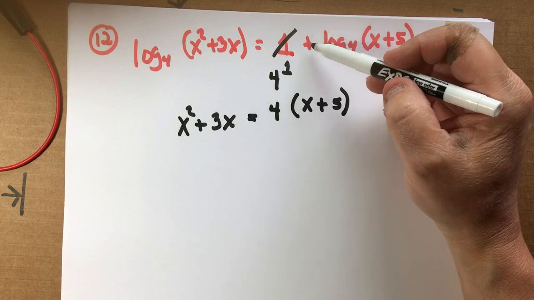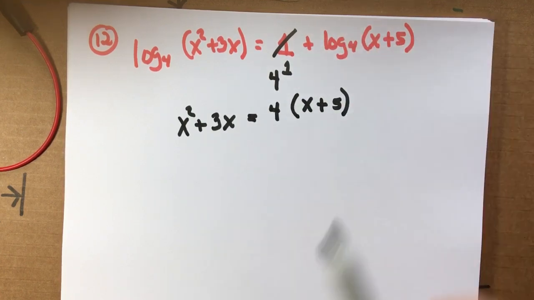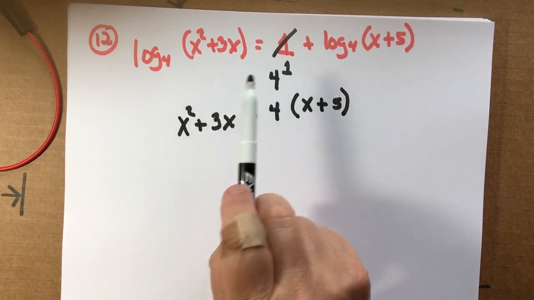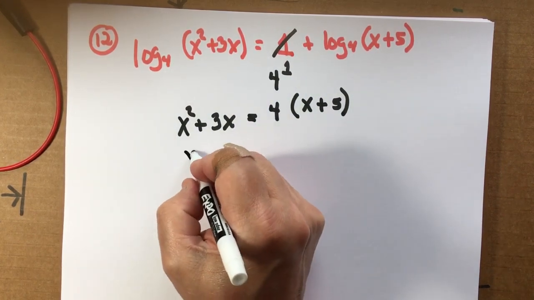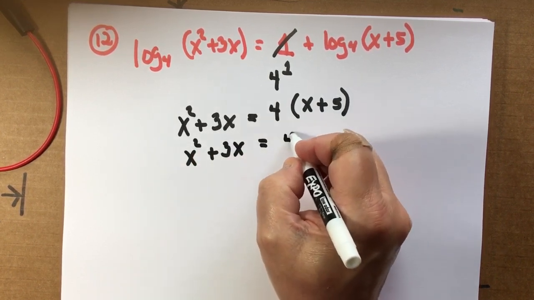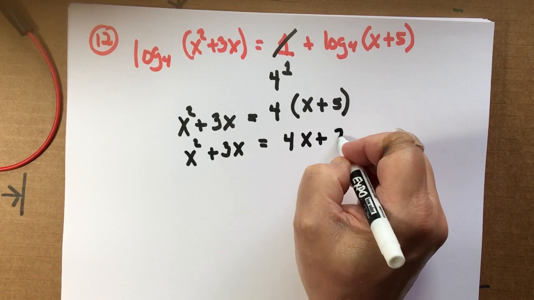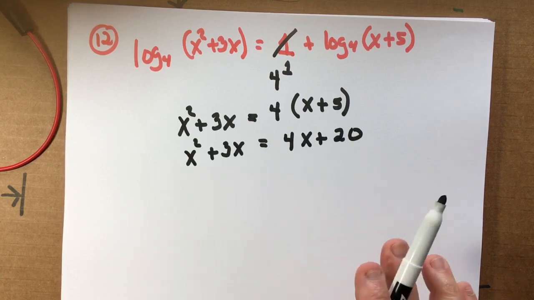Okay. See that we're adding logs or exponents, therefore they're multiplying. And once everything had the word log or was an exponent, I dropped them. Let's get rid of parentheses. That would be 4x plus 20. I distributed the 4. It's quadratic. Let's get it equal to 0.